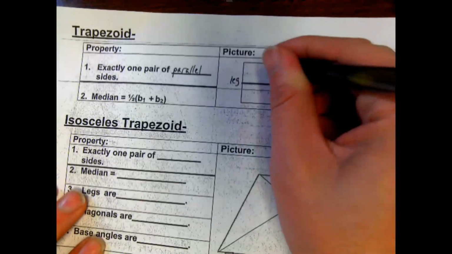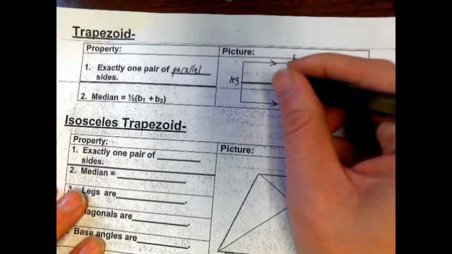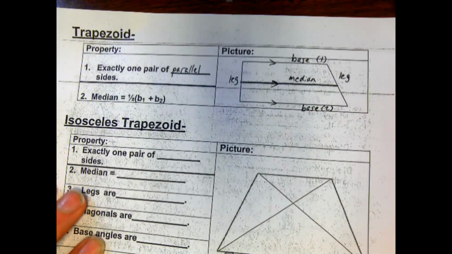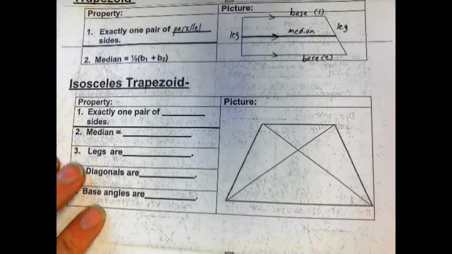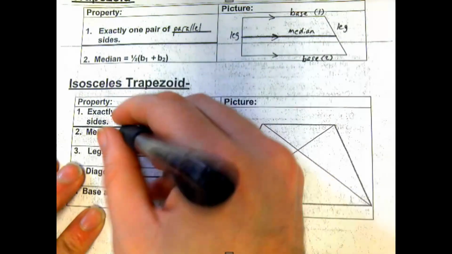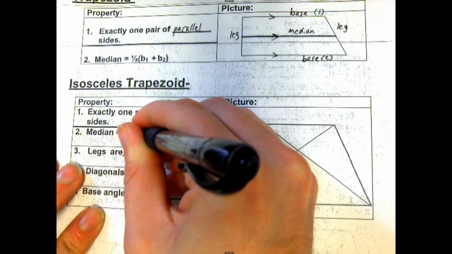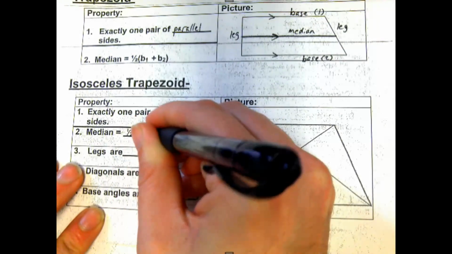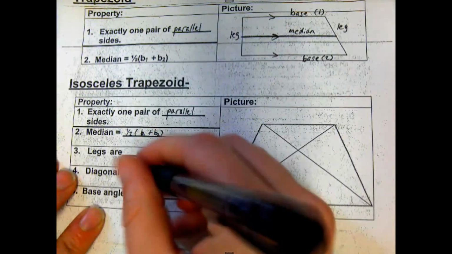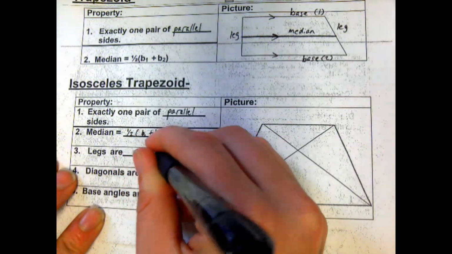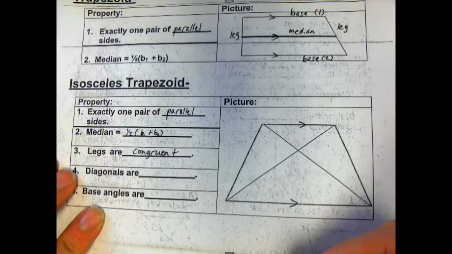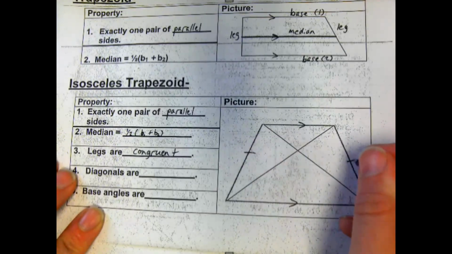And the bases are parallel to each other, and the median will also be parallel to both sides if you drew a median across the middle. Now, an isosceles trapezoid is a special kind of trapezoid that still has exactly one pair of parallel sides, but it has other things about it as well. The median still equals 1/2 base 1 plus base 2, but for an isosceles trapezoid, the legs are congruent. So these are both parallel, and then these legs would be congruent to each other.